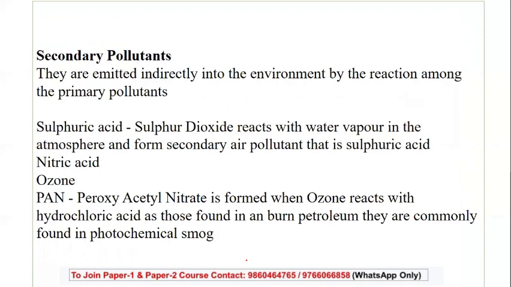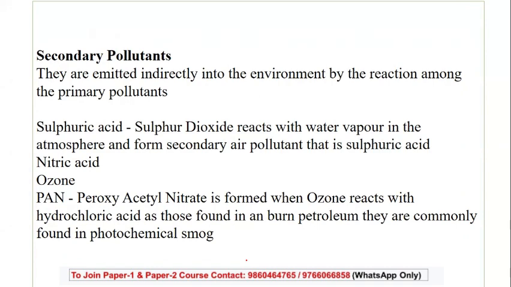When we talk about secondary, it is indirectly emitted by the reaction of the primary pollutants. So sulfur dioxide reacts with water vapor in the atmosphere and forms the secondary pollutant called sulfuric acid. Like that, nitric acid, ozone, and peroxyacetyl nitrate, which reacts with ozone and hydrochloric acid, found in burnt petroleum, are commonly called photochemical smog.